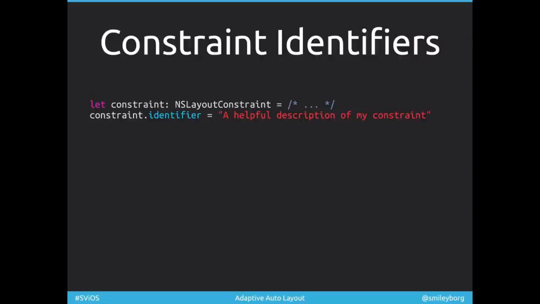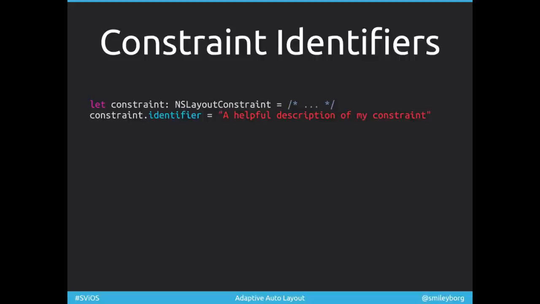Another tool you have at your disposal are constraint identifiers. Here's an example of how you can use it. It's basically an arbitrary string, a description that you can apply to any constraint. It's a property available on NSLayoutConstraint, so you just set it like this, it's super easy. And it actually goes back to iOS 7. Even though it was exposed in iOS 8, it existed as a private API on 7, so you can use it even if your deployment target is back to 7. So this is pretty cool.